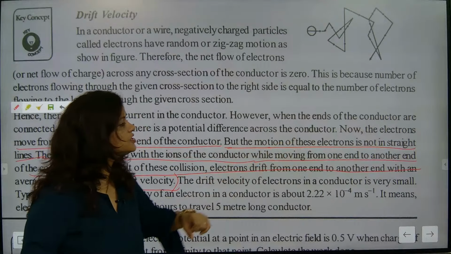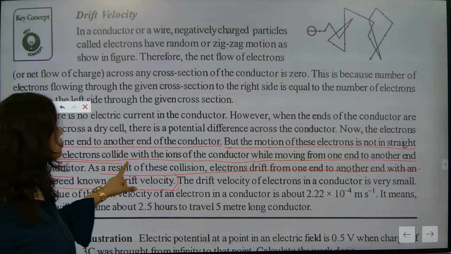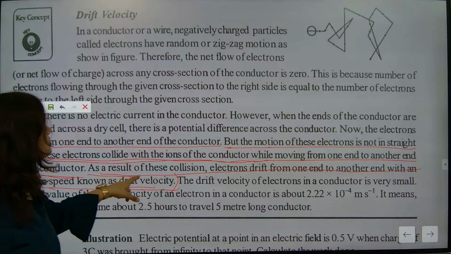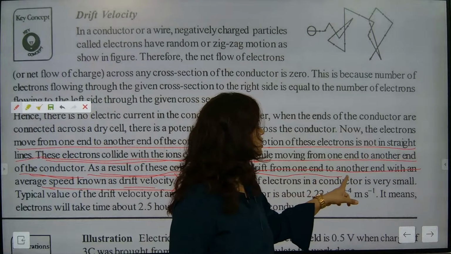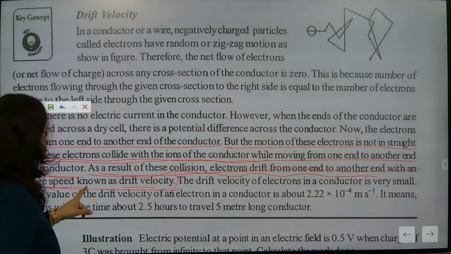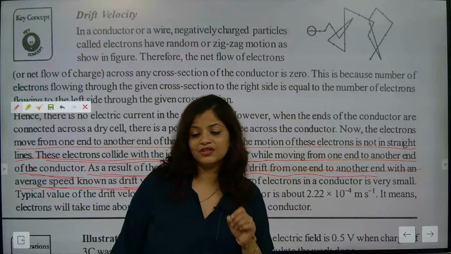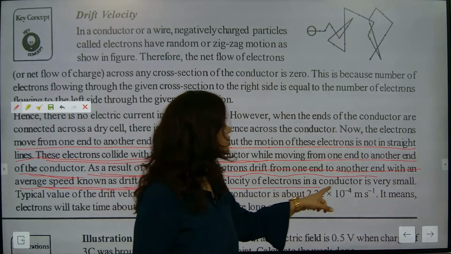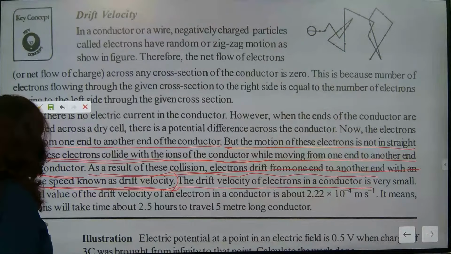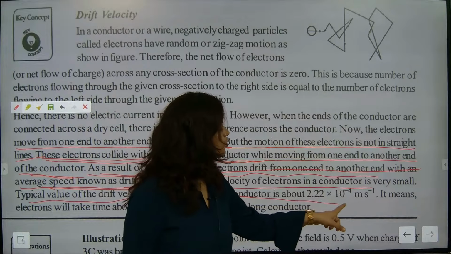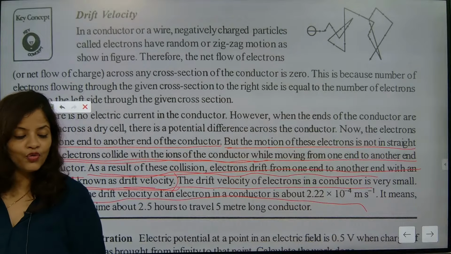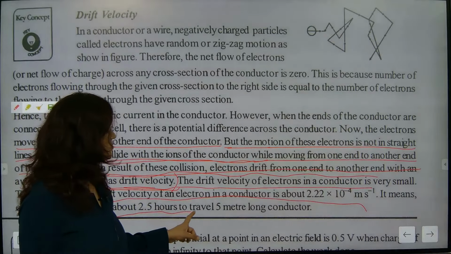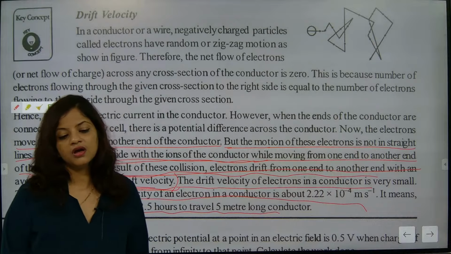But the motion of this electron is not in a straight line. The electron collides with the ions of the conductor while moving from one end to the other end of the conductor. As a result of these collisions, electrons drift from one end to the other with an average speed known as drift velocity. This is an average speed, not the total sum of speeds. The drift velocity of electrons in a conductor is very small. A typical value is 2.22 into 10 to the power minus 4 meter per second. Remember this. It means the electron will take about 2.5 hours to travel a 5-meter long conductor.